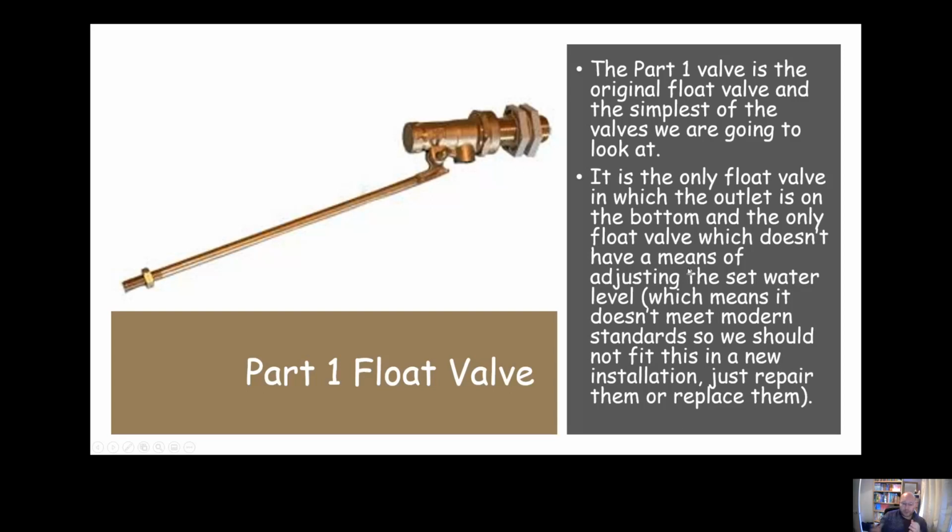If you go to a house which has got one of these in the loft, in the attic tank, or the attic cistern, then you could replace it like for like. That wouldn't be a problem. But you should not fit one of these from new. Okay. They're made of brass, like I say, and the outlet's at the bottom. So that's the key features for our BS 1212 Part 1 float valve.